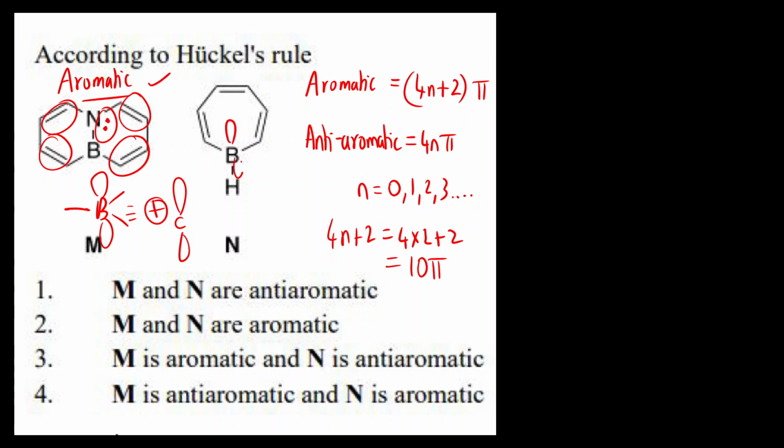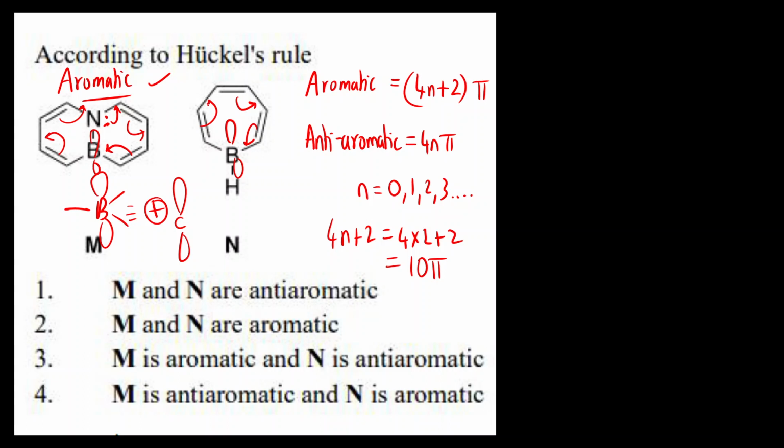Here also there will be a vacant p orbital and there is conjugation. If I draw how the conjugation will look, the pi electrons will be donated into the empty p orbital of this boron like this. So there is conjugation. Here also there is conjugation in the second molecule.